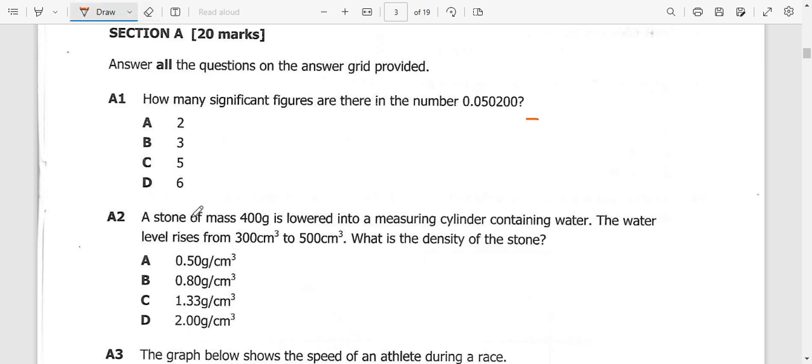Let's consider question two. A stone of mass 400 grams is lowered into a measuring cylinder containing water. The water level rises from 300 cubic centimeters to 500 cubic centimeters. What is the density of the stone? What you've been given is something like this. The water was here at 300 cubic centimeters before you put in the stone, and after you immerse the stone, the water goes up to 500 cubic centimeters. So how can you find the volume of the stone?